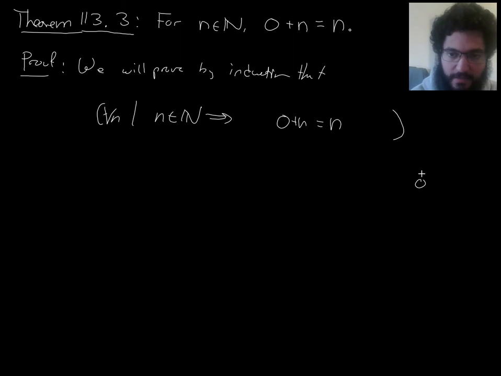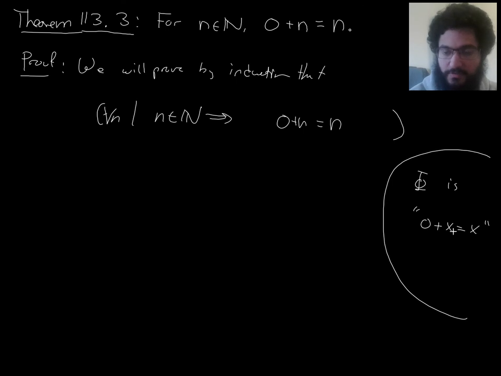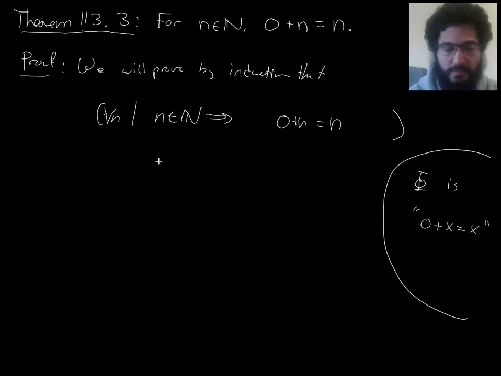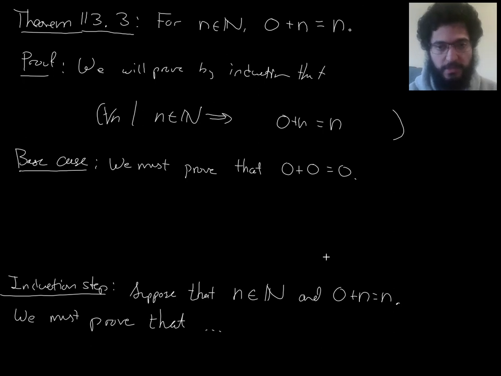So my phi here, this is just scratch work. What I'm secretly thinking, my phi is going to be 0 plus x equals x. That's what I'm trying to prove is true of all natural numbers x. And again, I'm just using x because it shows up here in my original statement of mathematical induction. So I need to prove a base case, the x equals 0 version, and I need to prove an induction step. So assume this, prove this. So let's do it. Okay, so here I'm starting to get things set up.